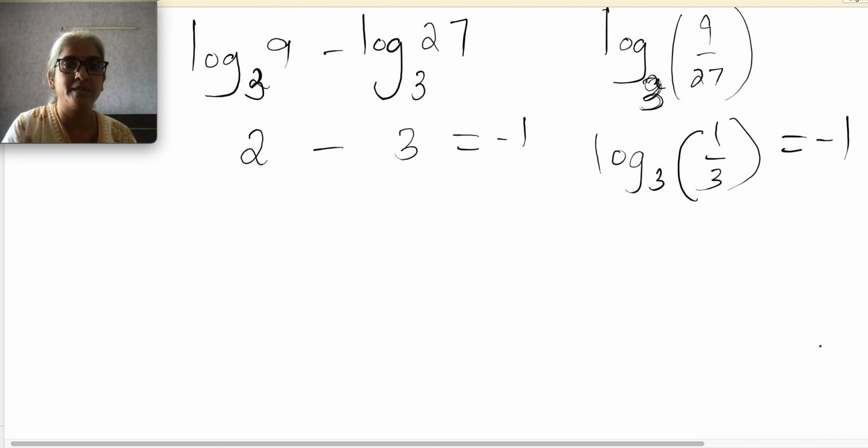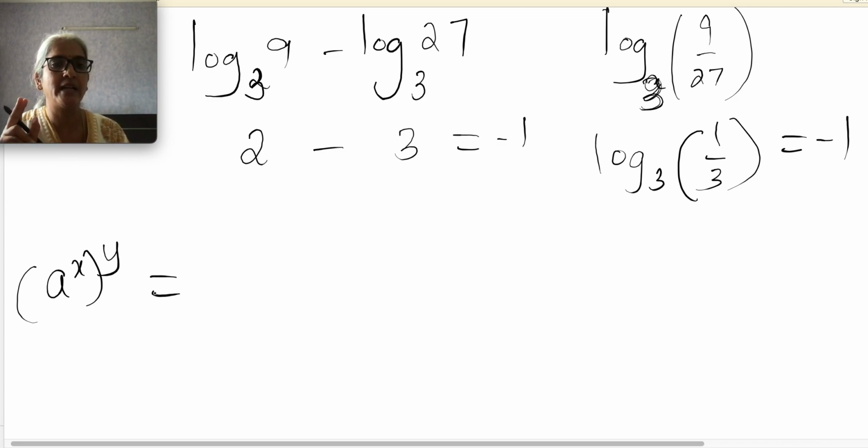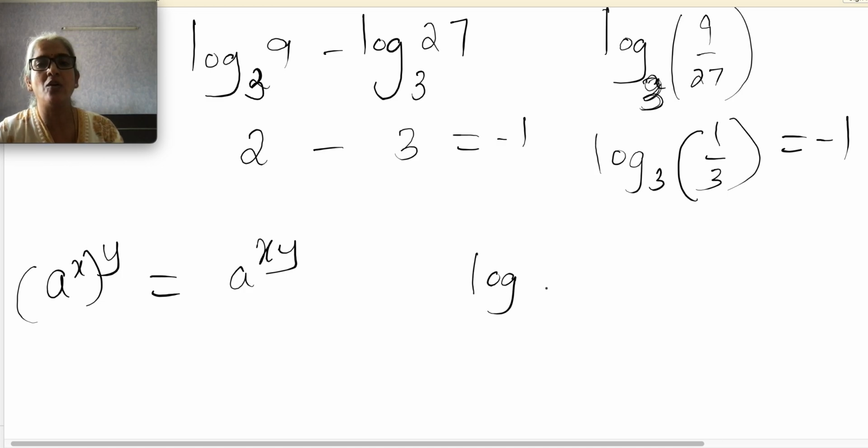The next rule was a raised to x raised to y. Whenever there was an index raised to another index, then the indices would get multiplied. Now what happens to the rule in case of logarithms? Correct? Log of x to the base a raised to m. When there is an index, the index becomes a power.